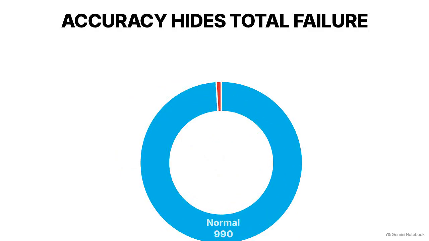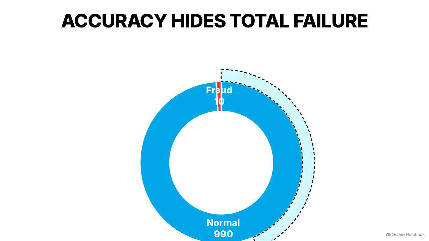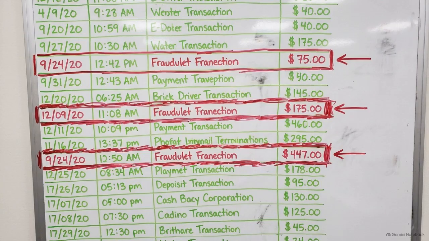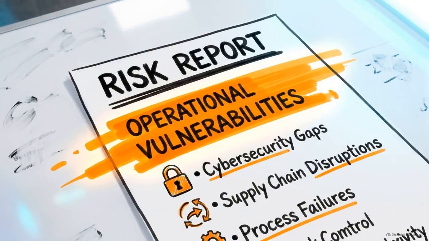If 99% of transactions are normal and only 1% are fraud, a dumb model that simply predicts normal for every transaction will achieve 99% accuracy. That model has zero utility. It misses every single attack because it was never tuned to find the minority class. Relying on top-line accuracy for imbalanced data creates an operational liability.